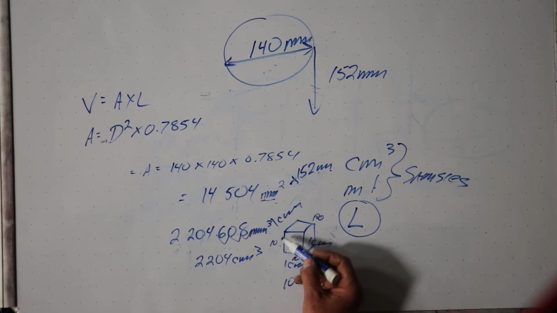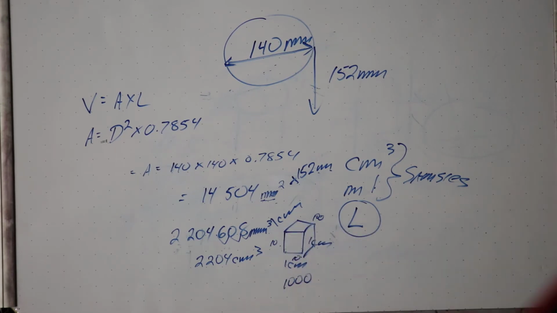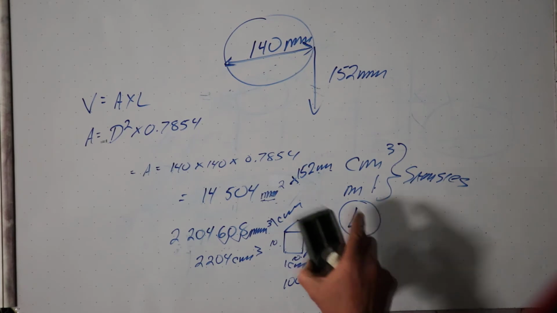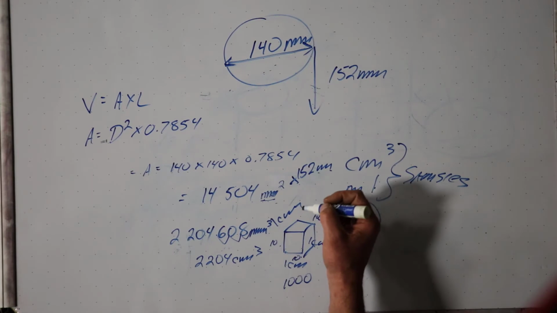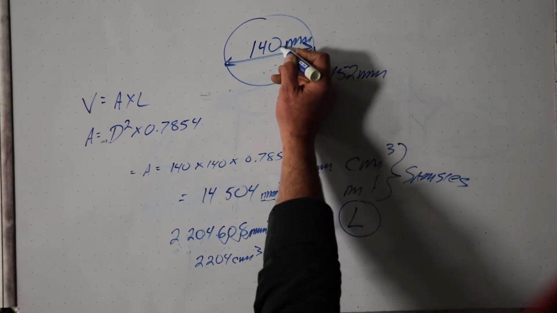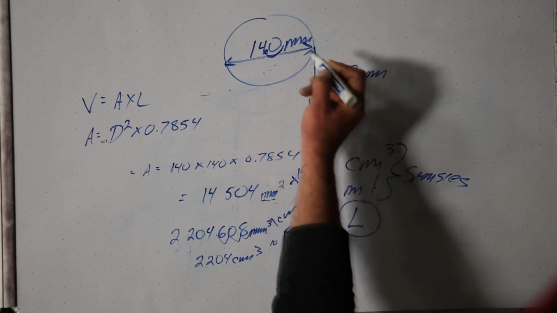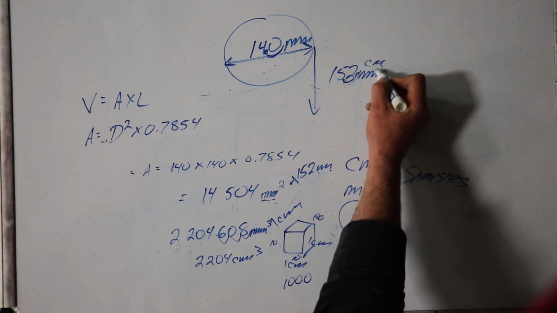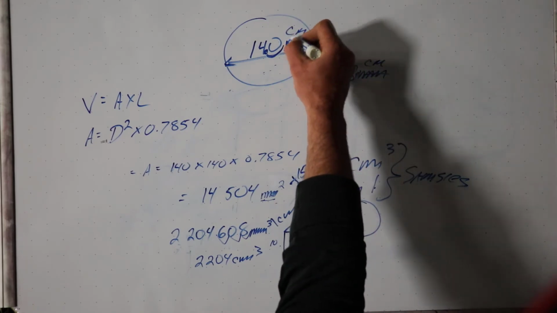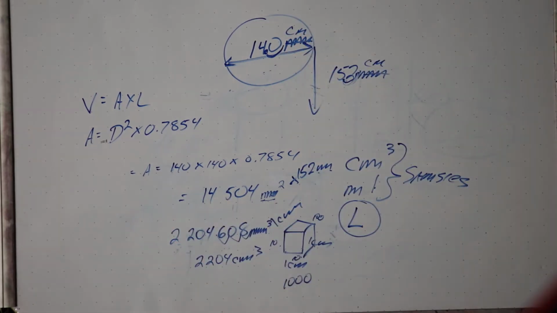I know there's 10 millimeters in every centimeter. For my own personal thing, what I like to do is take my millimeters right at the engine and convert them to centimeters. So I just move it over 1 decimal place. Now it's not millimeters, it's centimeters. Then I can run my formula.